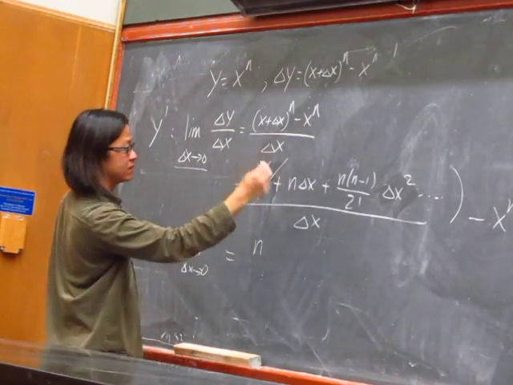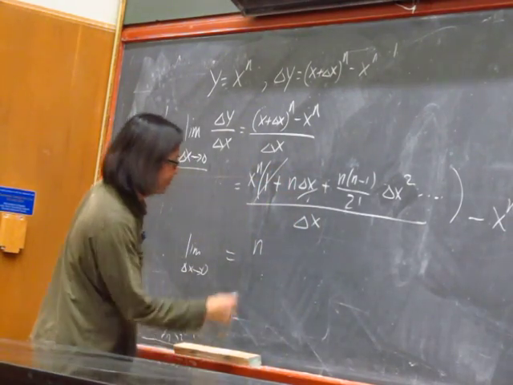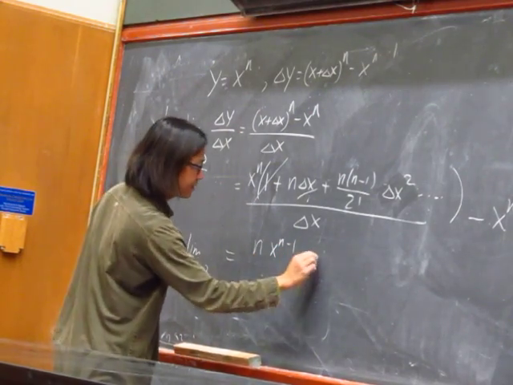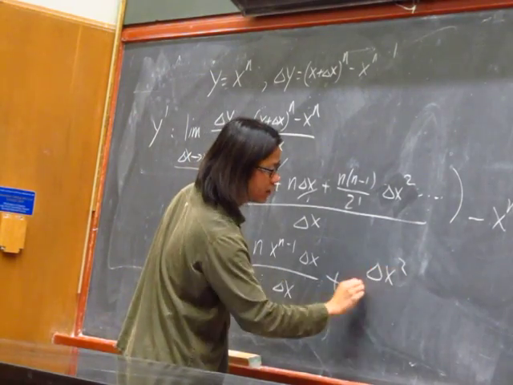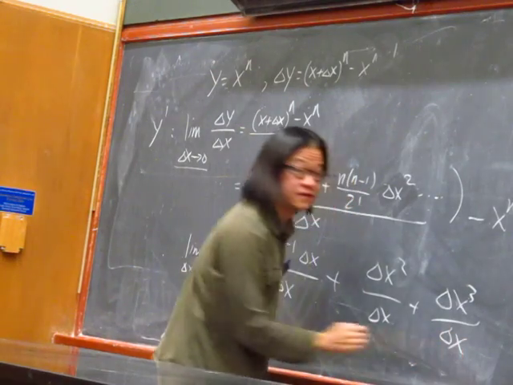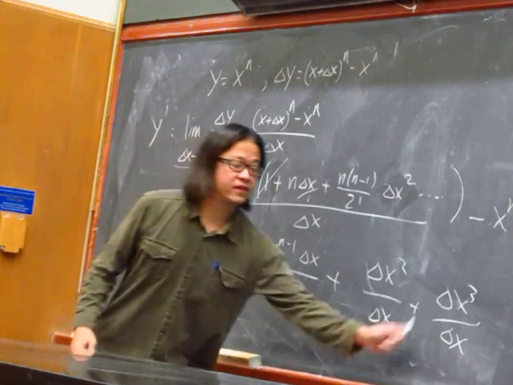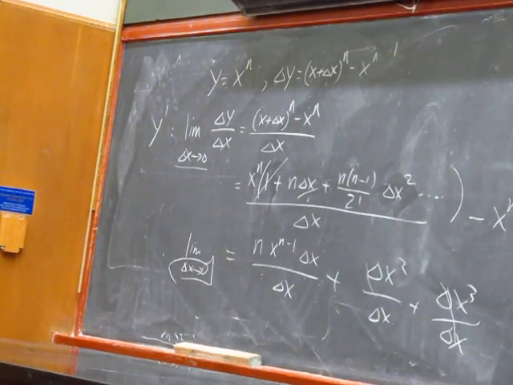Is that n minus 1 somewhere? I'm messing up my algebra, but that's fine. N minus 1 and delta x over delta x, plus something that's proportional to delta x squared over delta x, and delta x cubed over delta x. And then you just take the limit as this goes to 0, and then you can drop all that. So I'm doing exactly the same thing over here. And I found that this is the case.